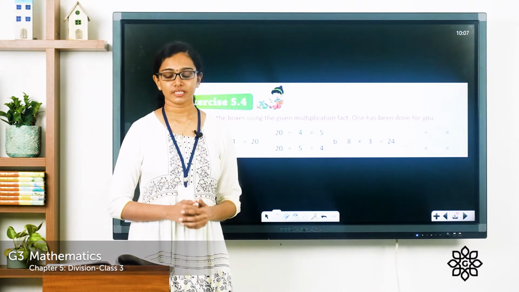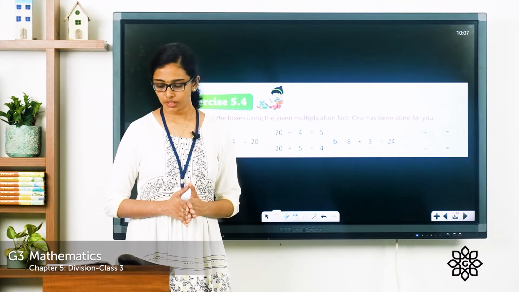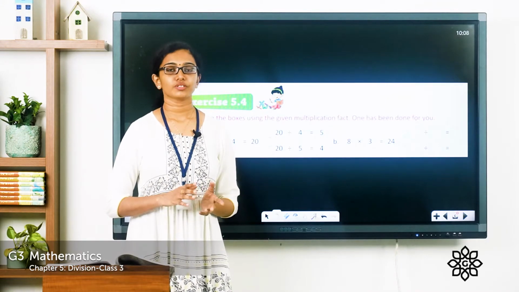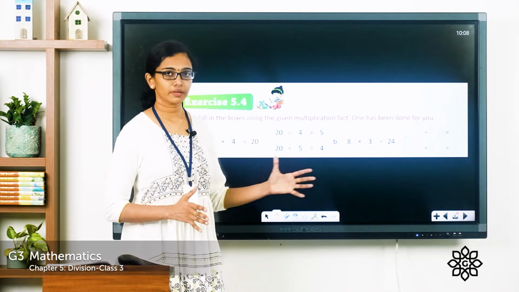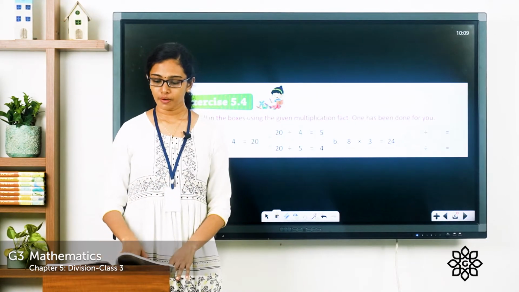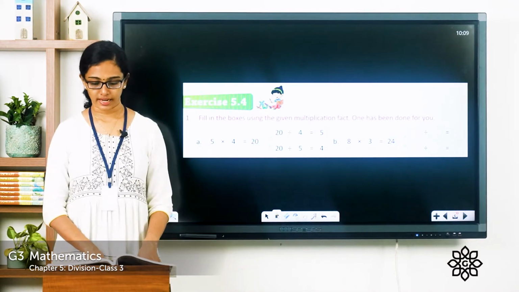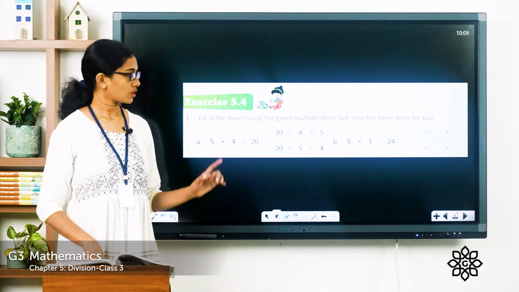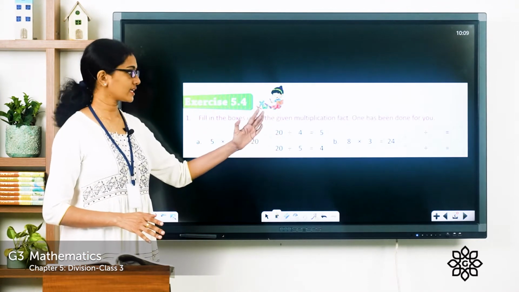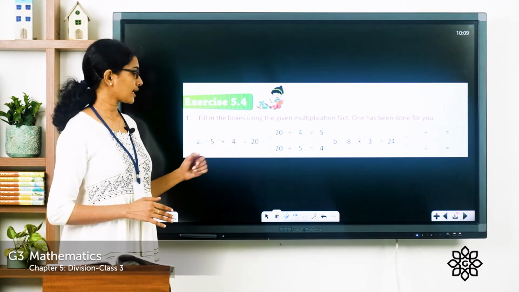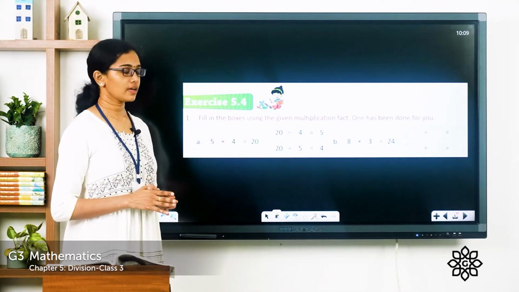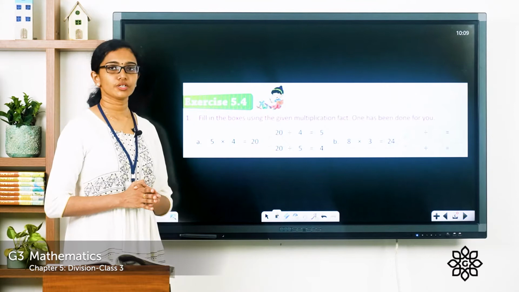Now let's do one activity. All of you please open your maths textbook. Turn to page number 71. Do you see the heading using multiplication tables? That's the topic we are learning today. Exercise 5.4, the first question. Fill in the boxes using the given multiplication fact. One has been done for you. The first question, A: 5 into 4 is equal to 20. This one is already done there as an example. So how can we write the division facts from this? 20 divided by 4 is equal to 5, and 20 divided by 5 is equal to 4.